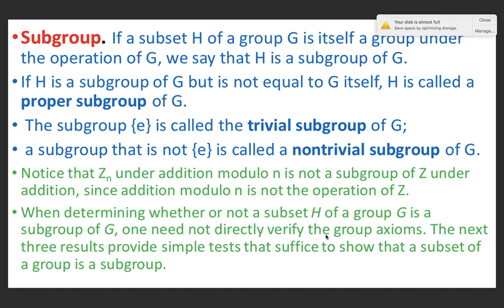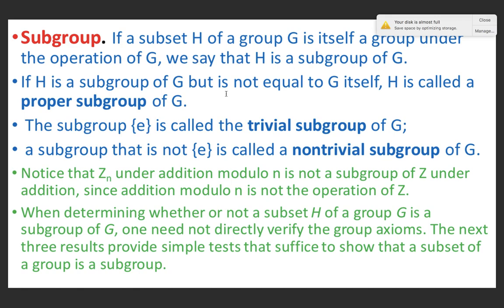Now subgroups. If H is a subset of a group G, then it will be a group if it itself is a group under the operation of G. We say that H is a subgroup of G. So for any subset to be a subgroup of a group, it should be a group in itself. It should satisfy all the properties of a group. Then only it is a subgroup of G.